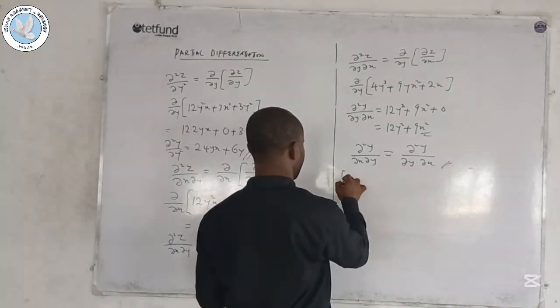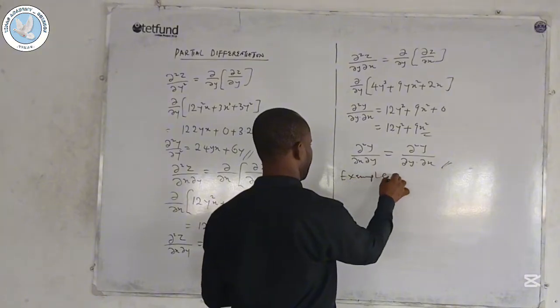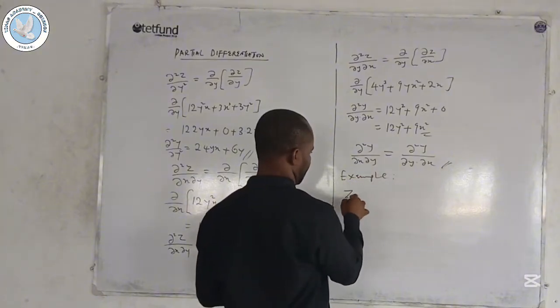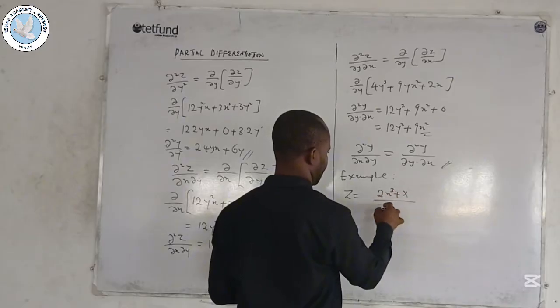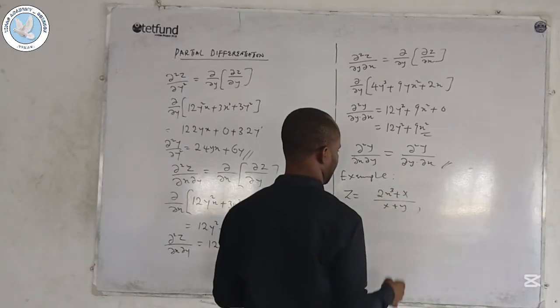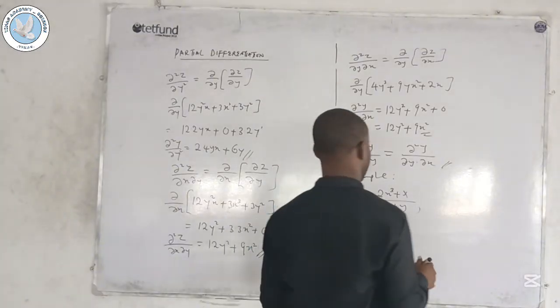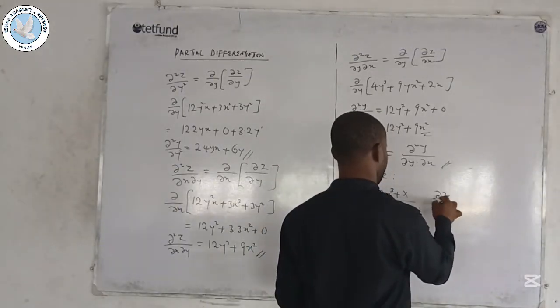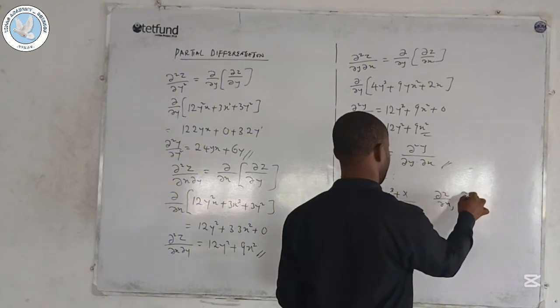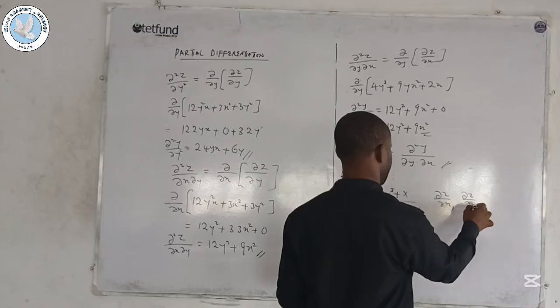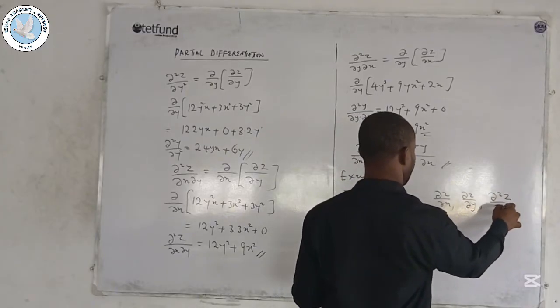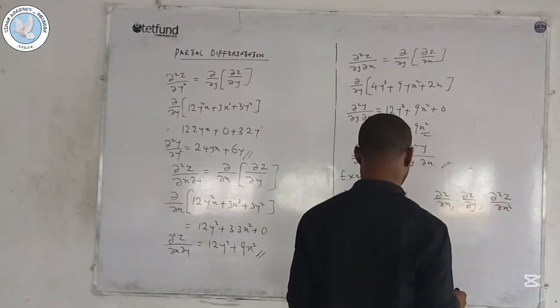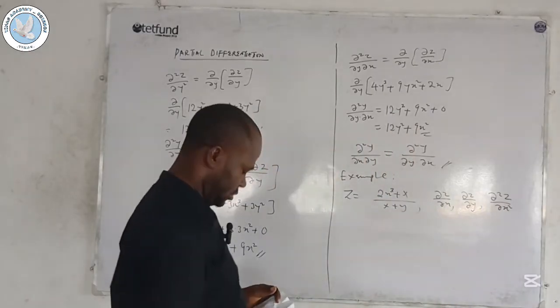So let's go into another example. If we have z equals 2 plus this divided by this, we are supposed to carry out dz/dx, dz/dy, and d²z/dx². So let's see how we are going to handle this.